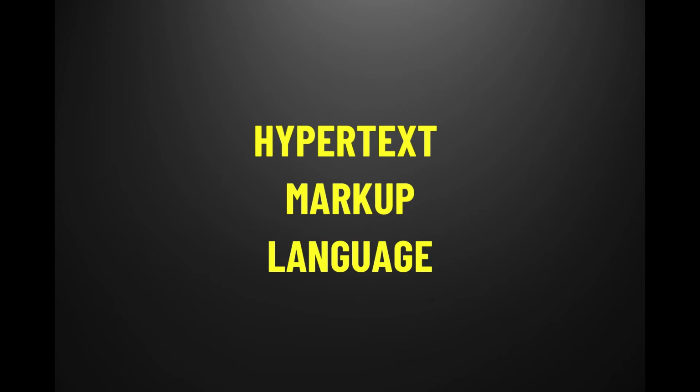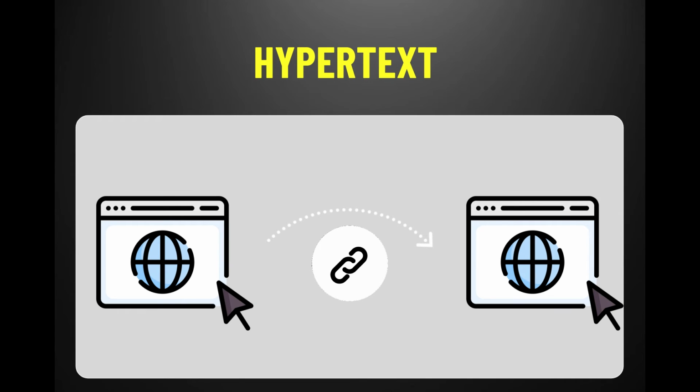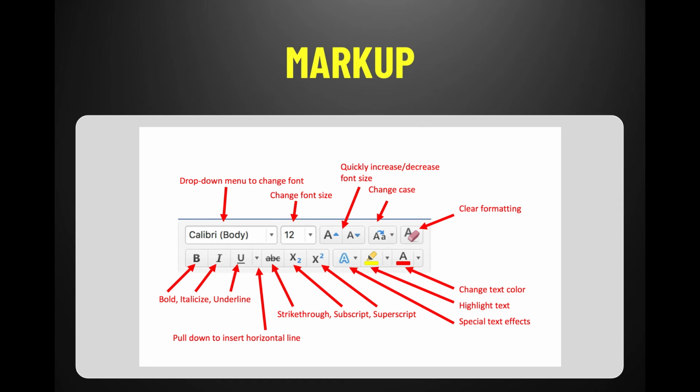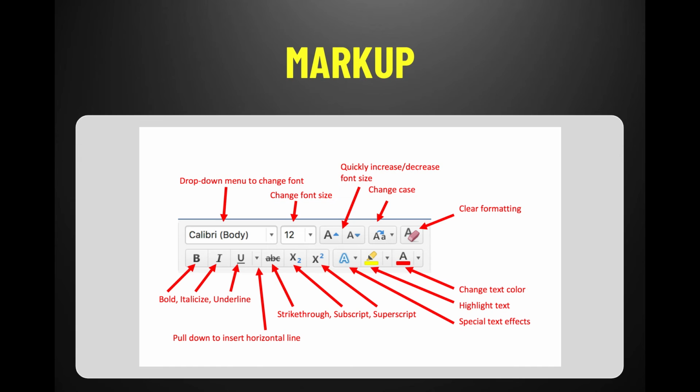Let me break down the meaning of Hypertext Markup Language. Here, hypertext refers to links that connect a web page to one another, either within a single website or between websites, whereas markup simply means formatting text, or let's say images, tables, or other document content, such as marking text bold, italic, or underlined.